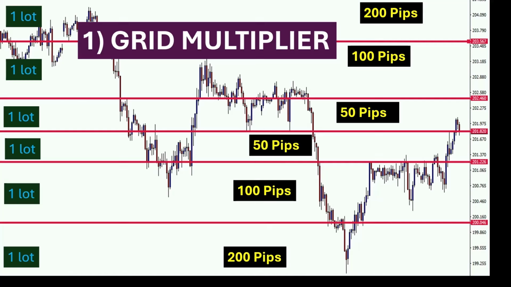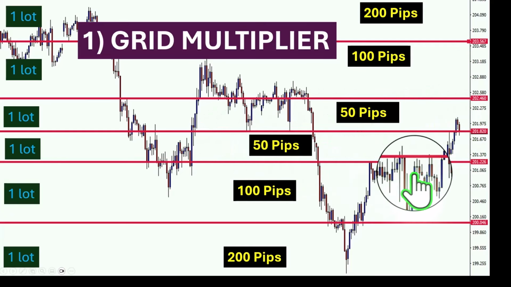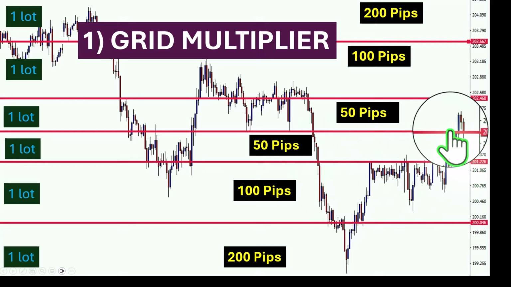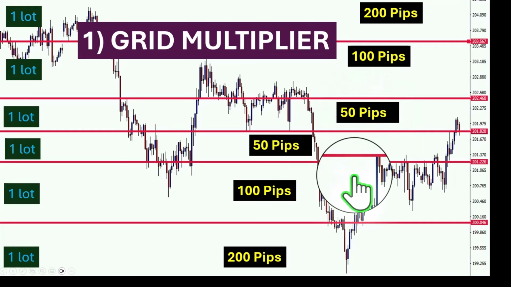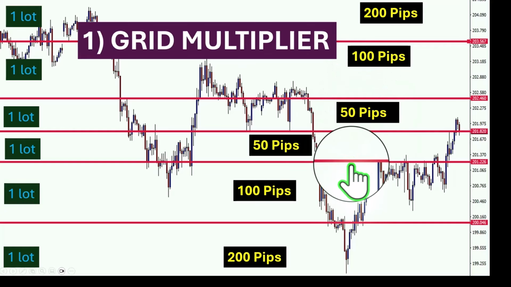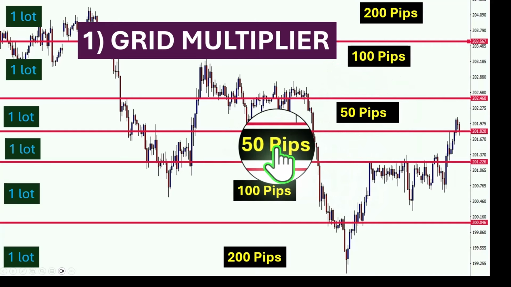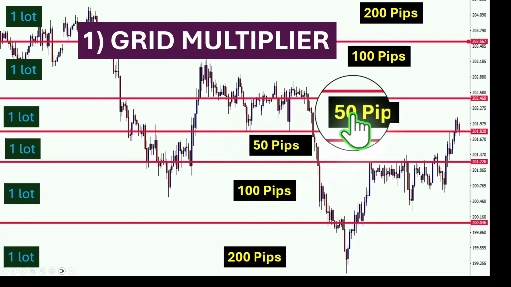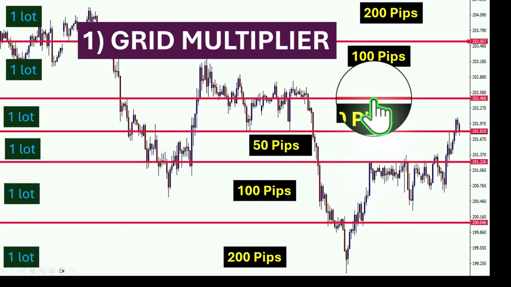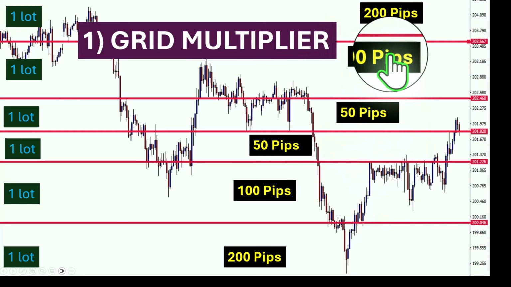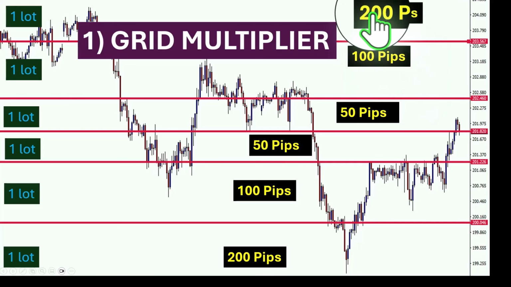Okay, so let's have a look at the grid multiplier strategy. Remember, there are 3 strategies. The one says you can multiply your grid. So here's our starting point over here, and you then have grid levels on the side of that particular starting point. Let's say this is a 50 pip example where the grid level would be 50 pips, but then the next one you'd double that, so it's 100, and the next one you'd double that and it'll be 200.